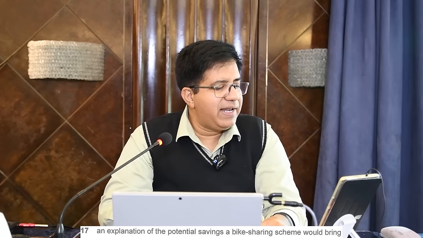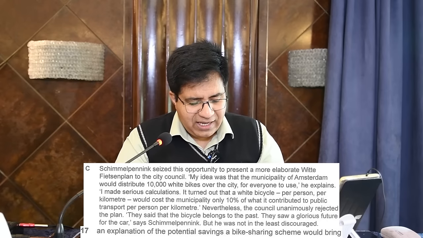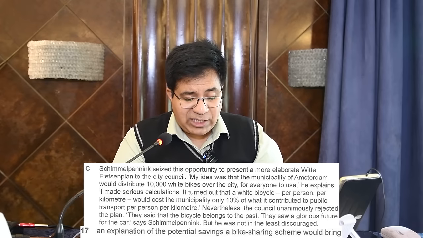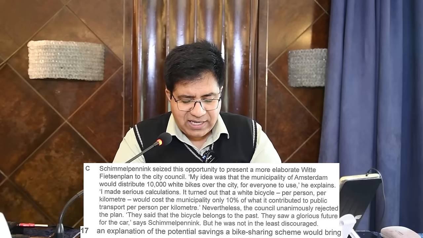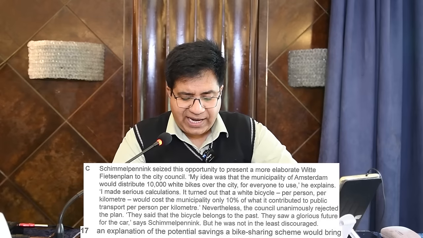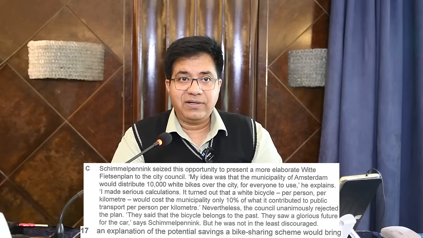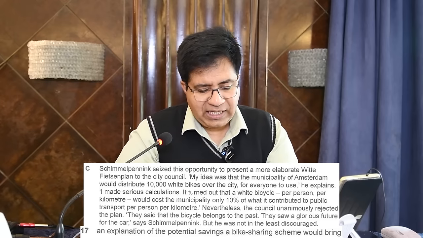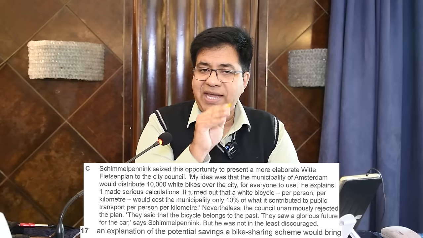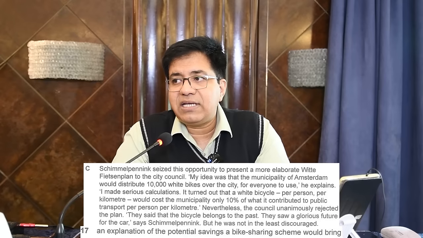Okay, that is well done, Neelam. That's good. That is paragraph C. Exactly. I'm reading paragraph C from the third line: "I made serious calculations. It turned out that a white bicycle per person per kilometer would cost the municipality only 10% of what it contributed to public transport per person per kilometer." What does it mean? It means explanation of the potential saving. What is that saving? 10% per person per kilometer. So question number 17, the correct answer is C.